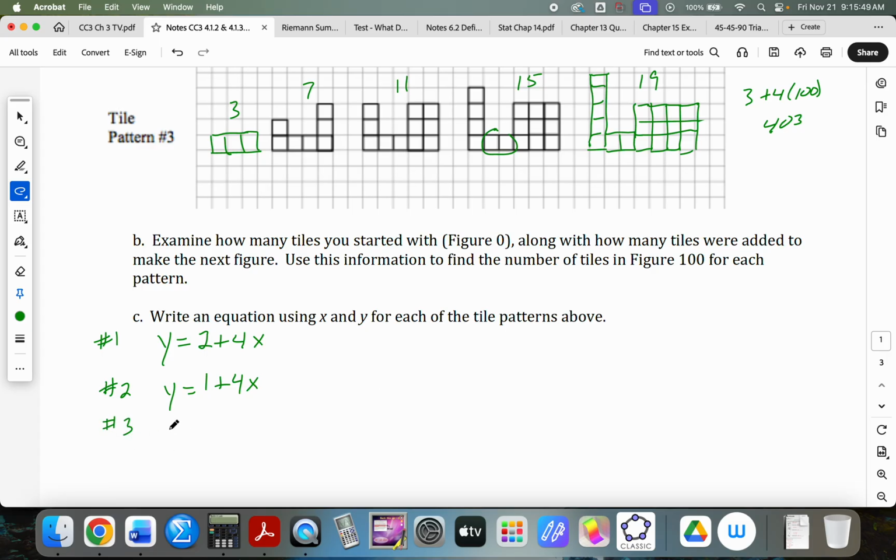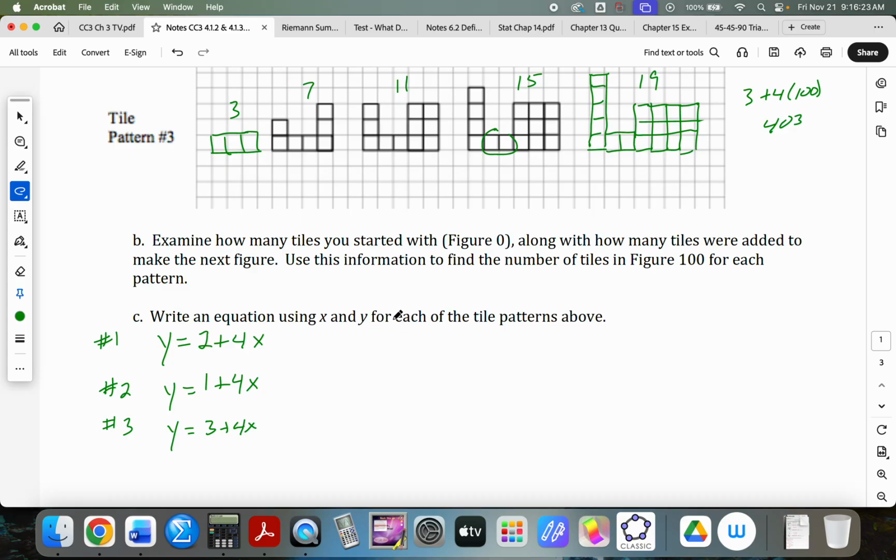And then for number 3, y equals, what are you starting with here? 3 plus 4x. So for all of these, it's 4x plus the number of tiles in figure 0. You can write it that way or this way. I like to think of it this way because I like to think of this is what I started with, and this is how much I'm adding on each time.